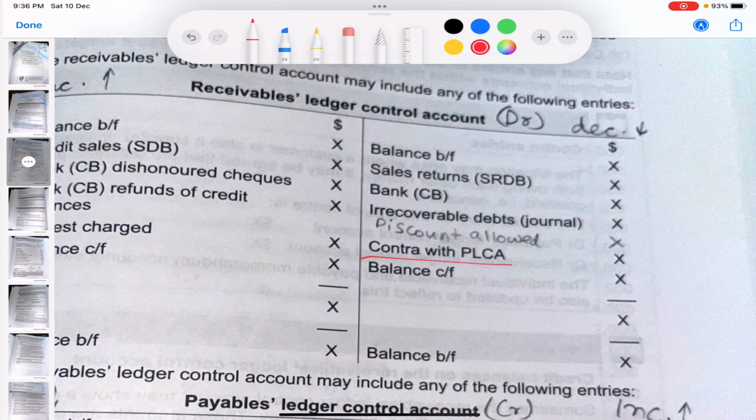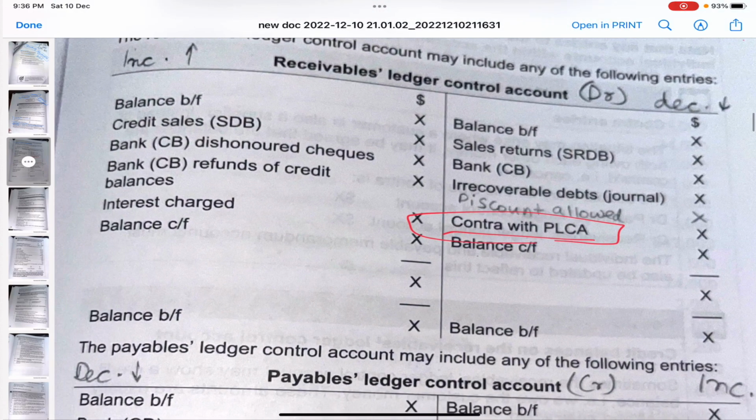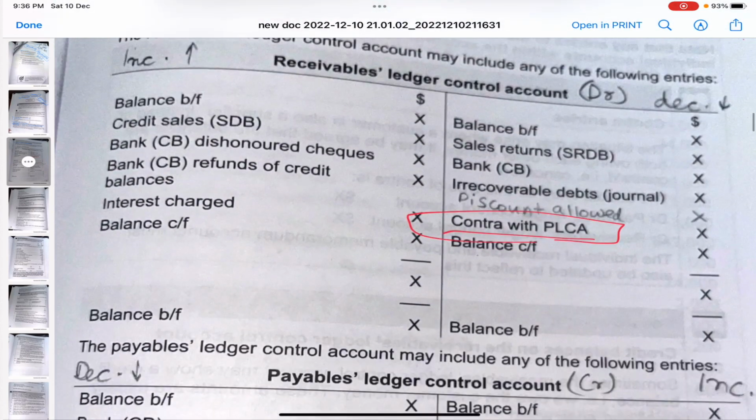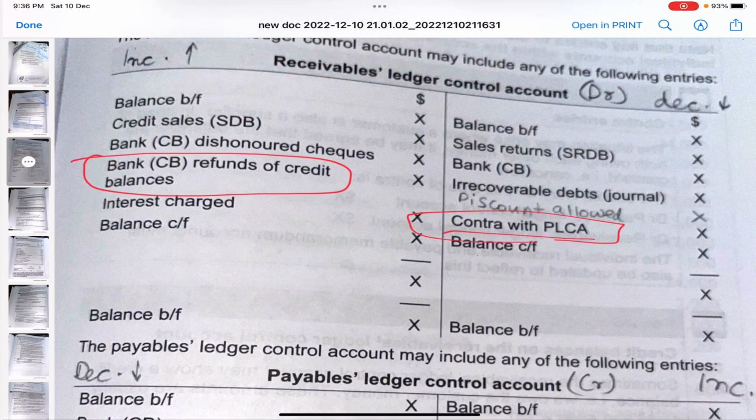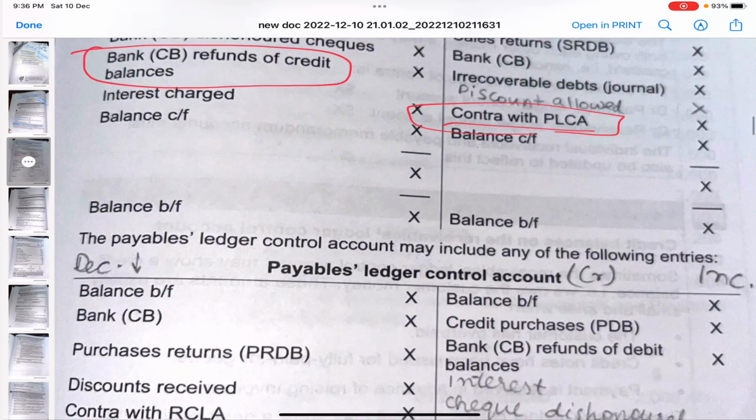What is contra? Contra is also something we will discuss in a bit. Okay, we will come back to the contra and we will also come back to the refund of credit balance. So I hope you're understanding the concept.